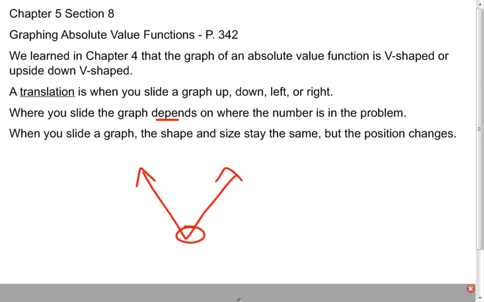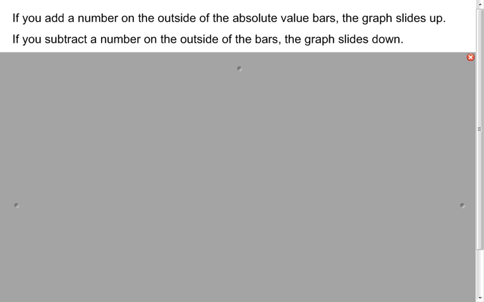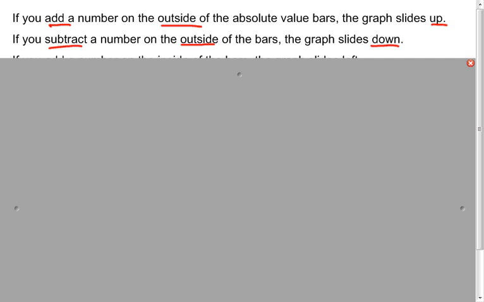Now, we said it depends on the numbers. Here are the rules for what that's telling us. If you add a number on the outside of the absolute value bar, the graph will slide up. If you subtract a number on the outside, the graph slides down. So there are your important words. Add on the outside goes up. Subtract on the outside goes down, and I'll give you examples of each one of those.